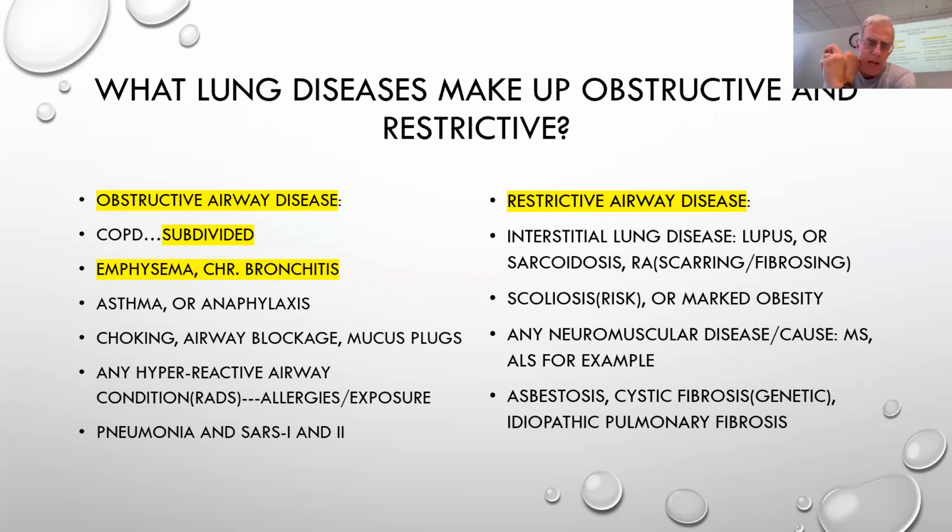Lupus, I forgot to mention that. That's an autoimmune response. Sarcoidosis, absolutely. Rheumatoid arthritis, all of those cause scarring and fibrosing of the tissue. That was a term I was looking for. Connective tissue wasn't the right word. Fibrosing, which is not viable tissue, and it becomes stiff and hard.